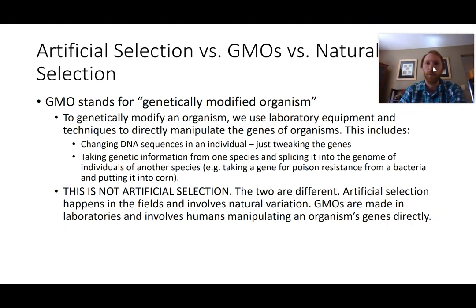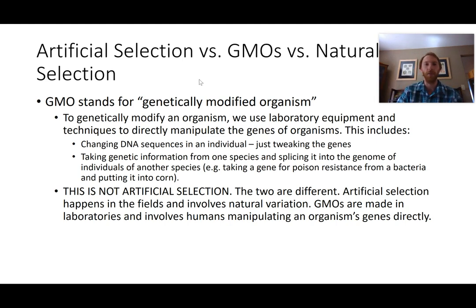GMOs, though, are totally different. GMO stands for genetically modified organism, and this is something that we do in the laboratory. Artificial selection happens in the fields and in the kennels and in the stables, but GMOs happen in the lab. To genetically modify an organism, we can change the DNA sequences of, say, one individual. We literally go in using laboratory equipment, tools, techniques, and procedures. We take a couple cells out of an individual human, and we change the genes of those cells, and that's GMOs.